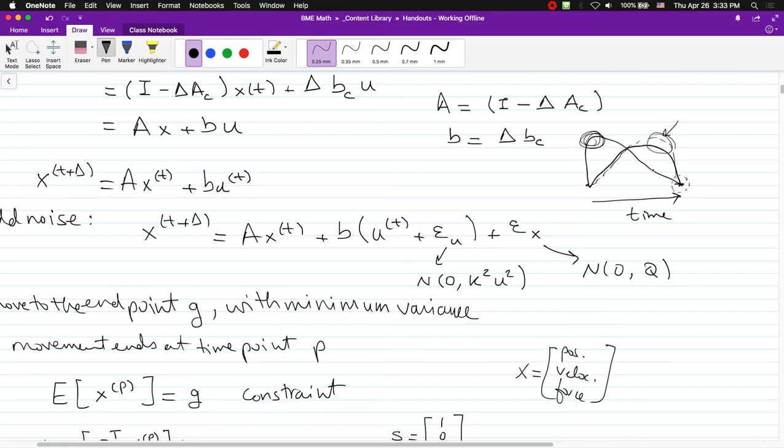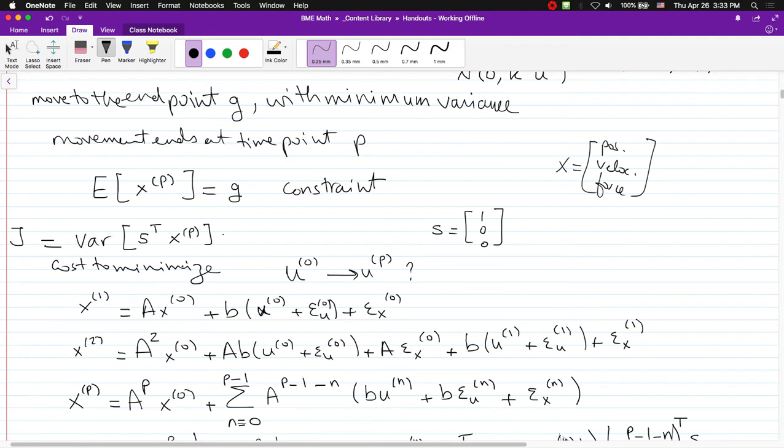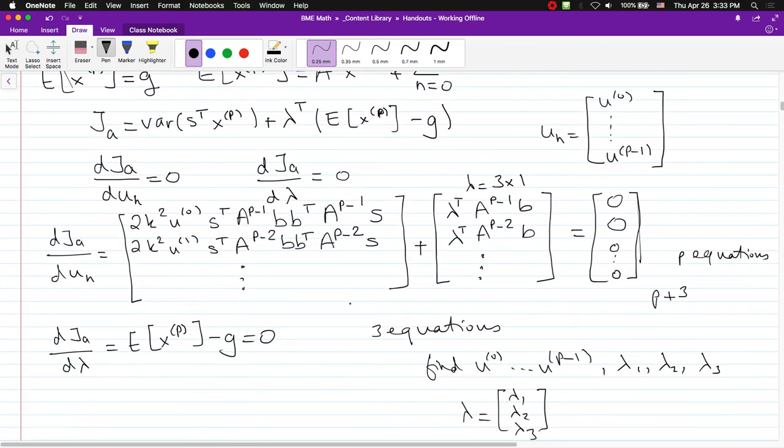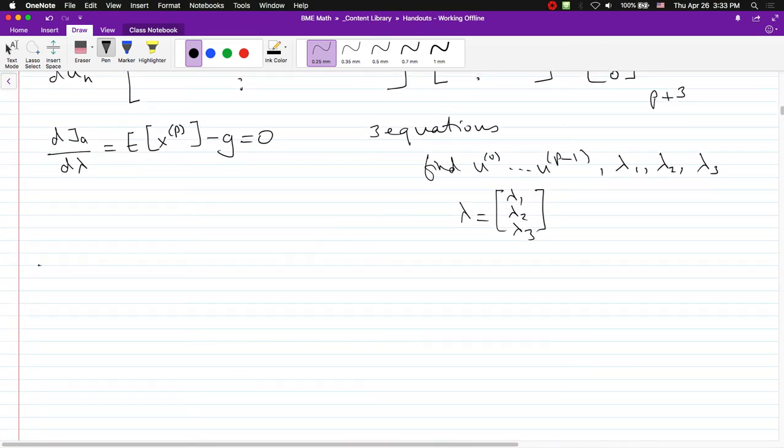Questions? So what did we do? We minimized the variance at the endpoint, given the constraint that on average we want to be accurate. We want to be unbiased. All right.